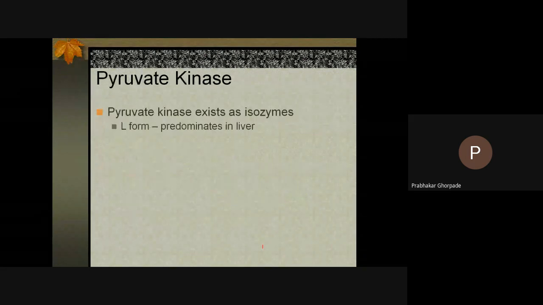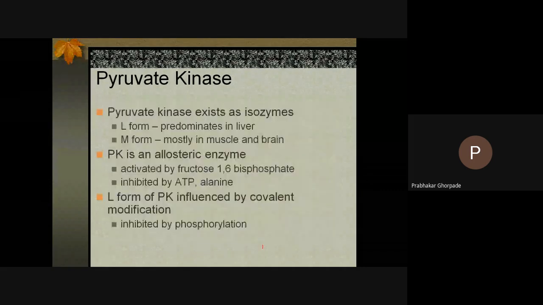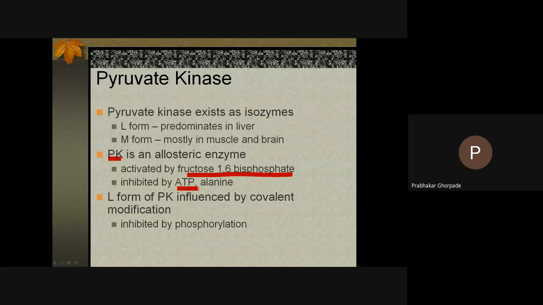Now pyruvate kinase. Pyruvate kinase exists as isoenzymes. The L form is predominant in the liver. The M form of pyruvate kinase is mostly present in the muscle and the brain. Pyruvate kinase is an allosteric enzyme. It is activated by fructose 1,6-bisphosphate. If ATP or alanine is there, then pyruvate kinase gets inhibited.